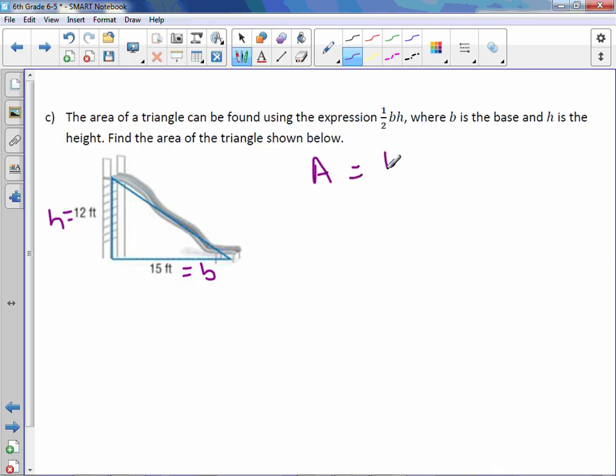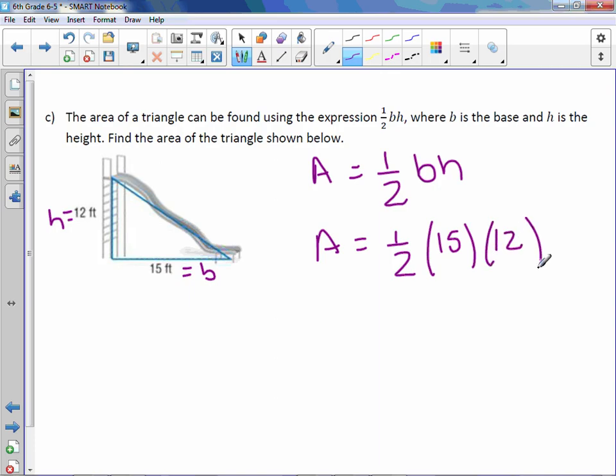Area equals 1/2 base times height. Area equals 1/2 times 15, which is our base, times 12, which is our height. Now, I could find half of 15 and get either a decimal or a fraction, or I can use the commutative property and switch around 15 and 12, and then find half of 12. So let's use the commutative property here.